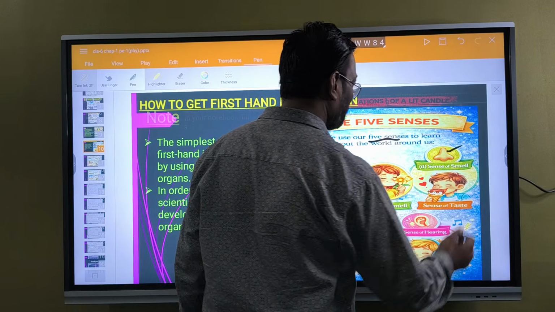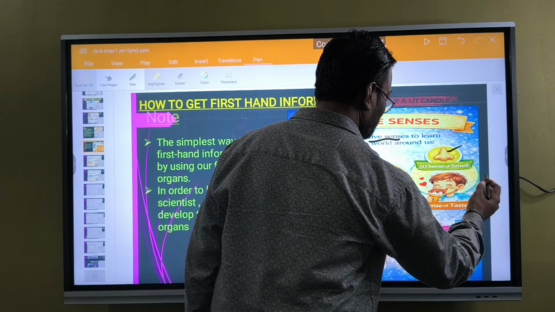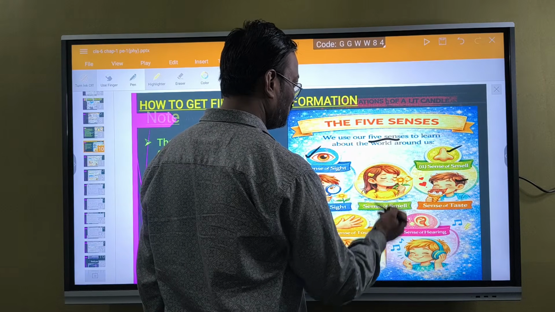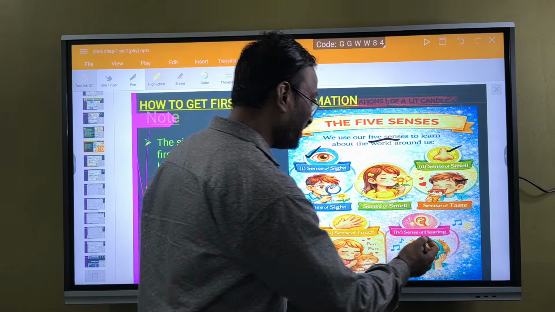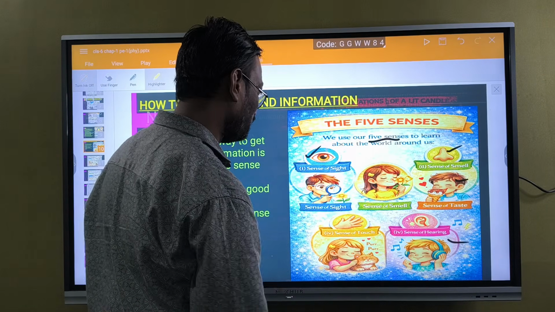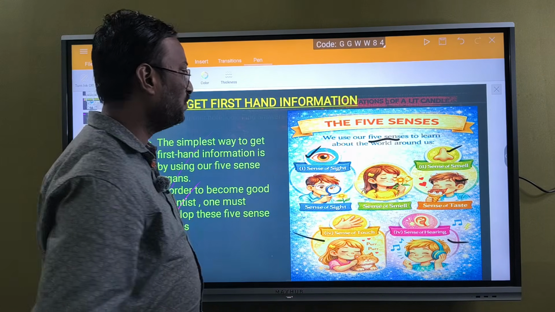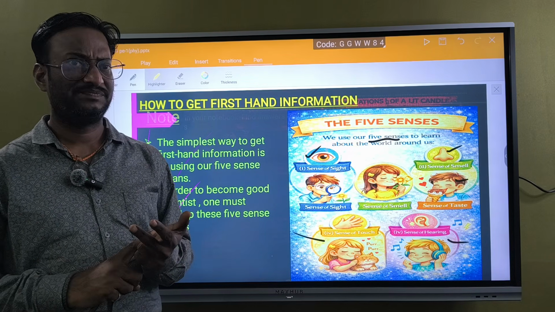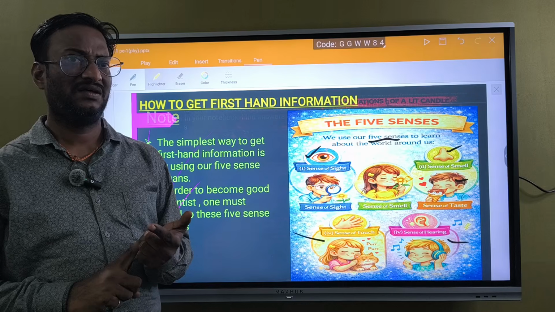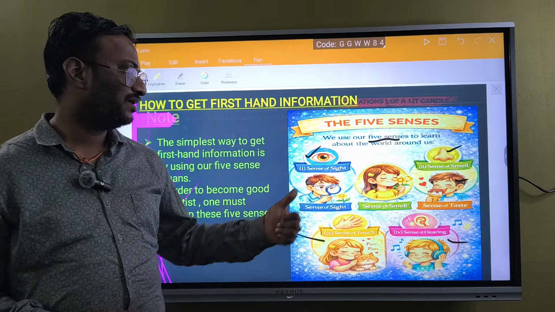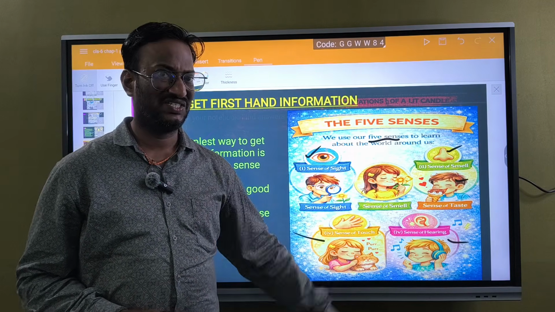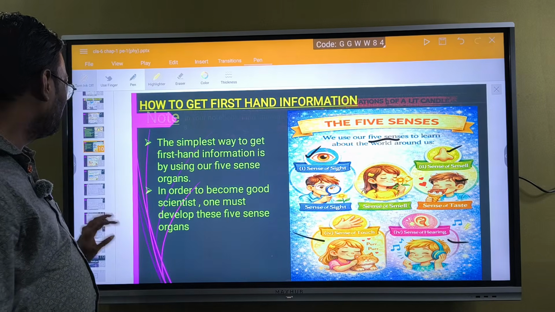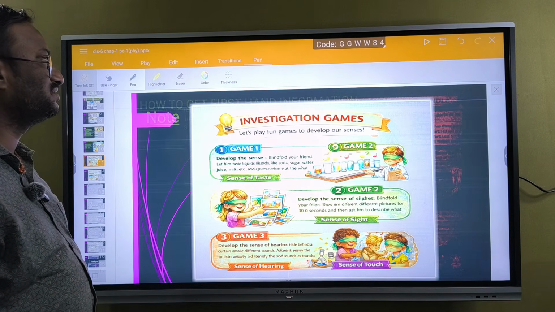Next through smell. Next through taste, I mean mouth. Next through hearing, and next through touch. So sight, smell, hearing, touch, and finally taste. These are all called the 5 sense organs.